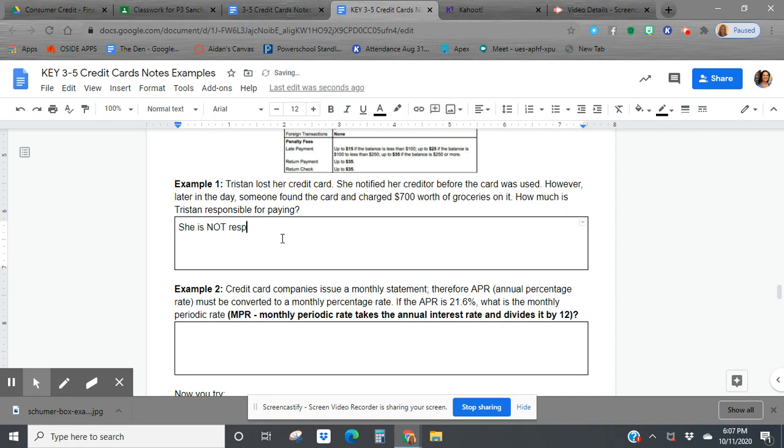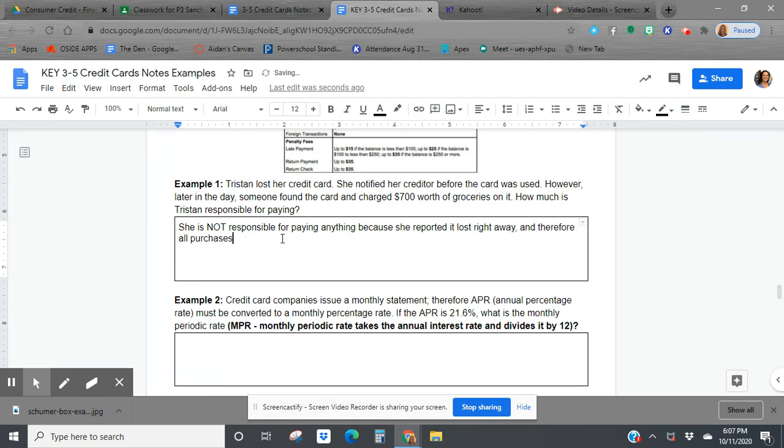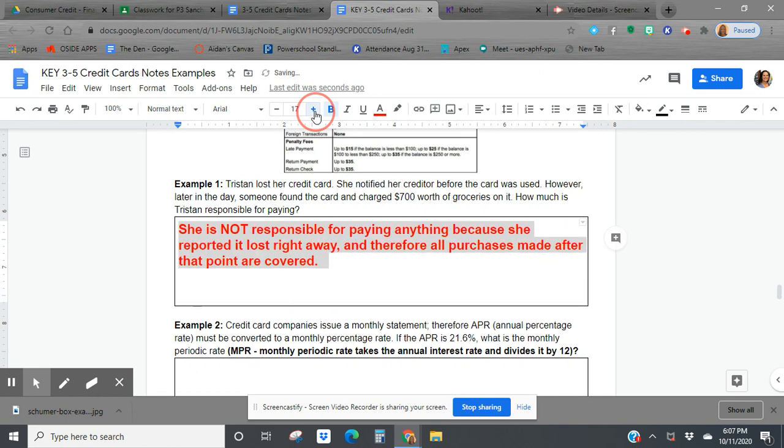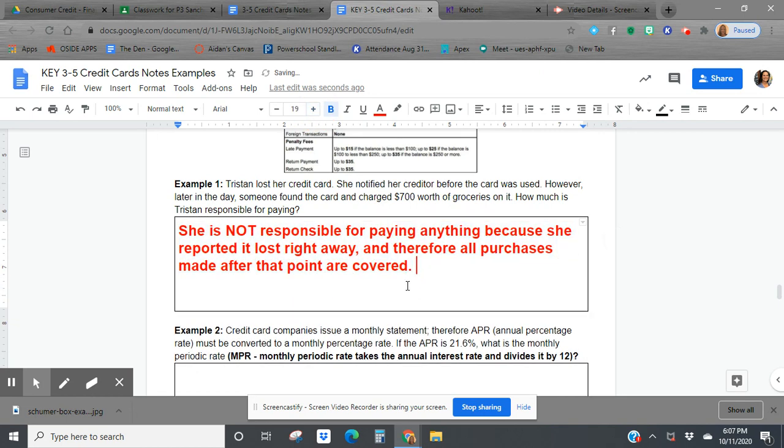She is not responsible for paying anything because she reported it lost right away, and therefore all purchases made after that point are covered. So that's something very important: if you're sure you've lost it and you can't find it anywhere, it's not like in your house, then you definitely should report it right away so that you're not responsible.